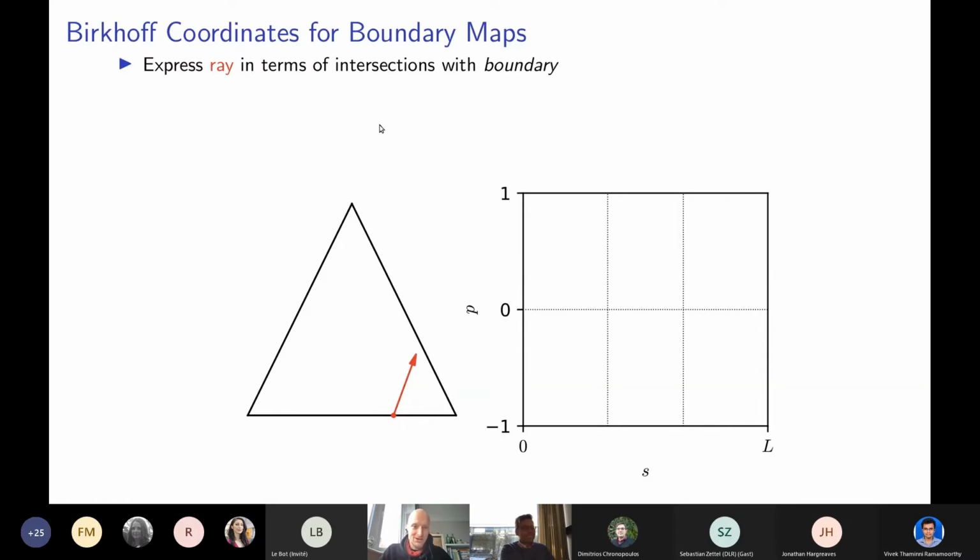So let's assume we have a ray emerging from this triangular domain. Imagine this is like a billiard table with hard walls at which a ray would be specularly reflected. Then we can put an initial condition somewhere here, where this red dot is, and we could give it an initial velocity, if you wish, towards this direction.